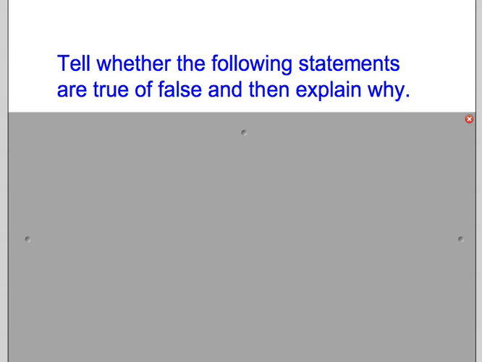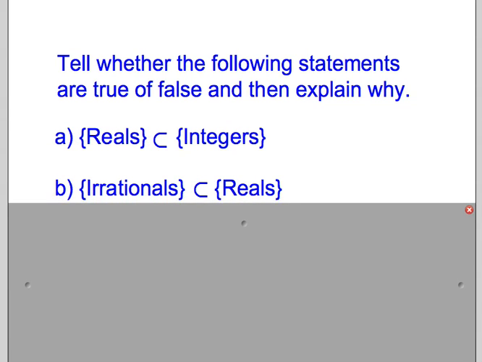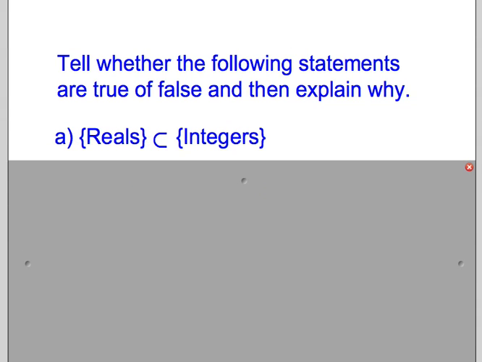Tell whether the following statements are true or false, and then explain. Are the real numbers a subset of the integers? The real numbers are everything. The integers are a smaller part. So are all of the real numbers going to be inside the integers? No. That is false.